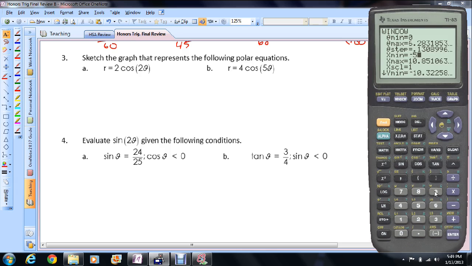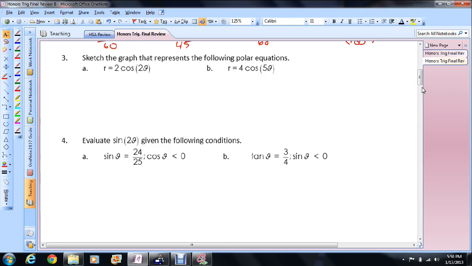So I said -5, positive 5, negative 5 again, and positive 5. Okay, graph. We should get a little bit better picture, so if we're asked to sketch it, we can be as accurate as possible. Okay?